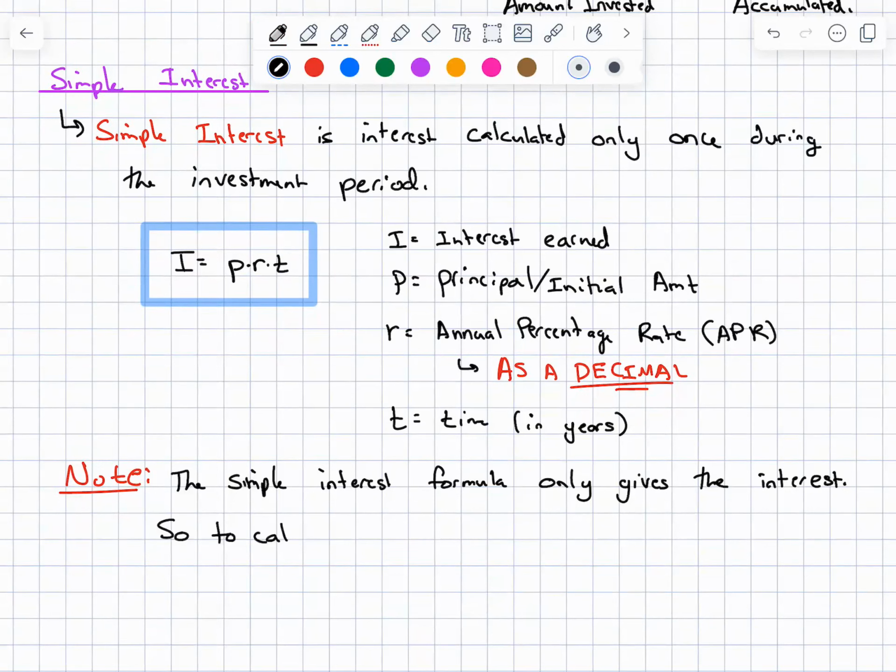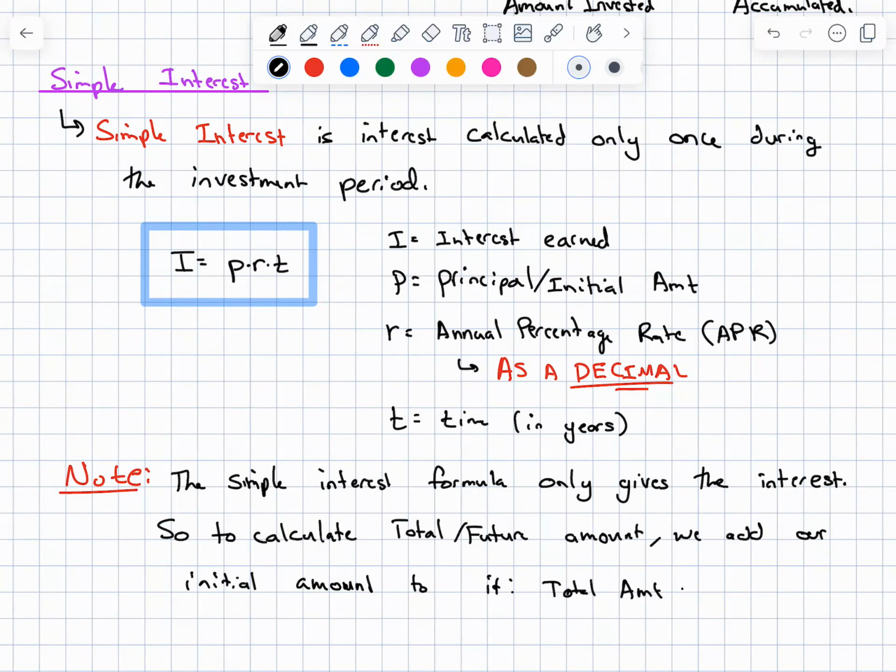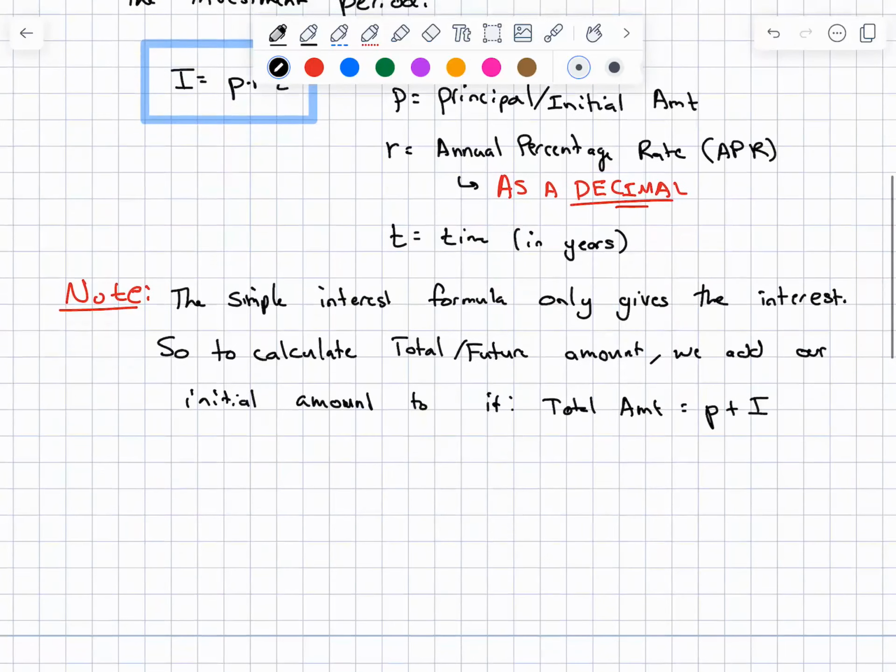So to calculate the total or future amount, we add our initial amount to it. So total amount equals lowercase p plus I. I'll let you write that down because I wrote that very quickly, and I'll explain what I mean.